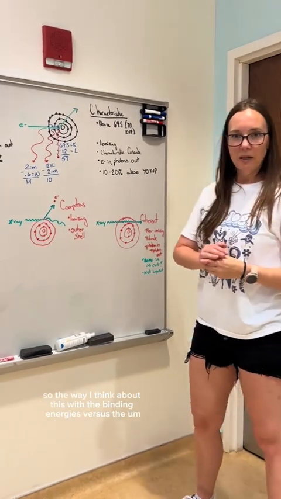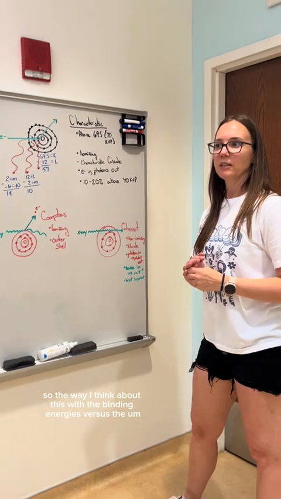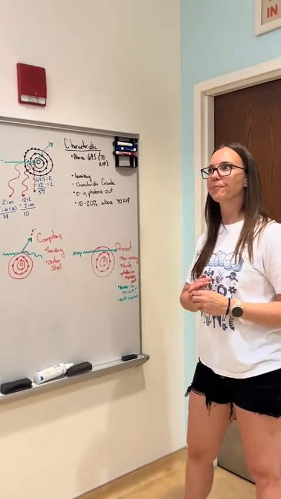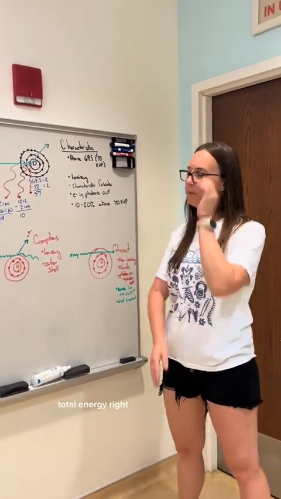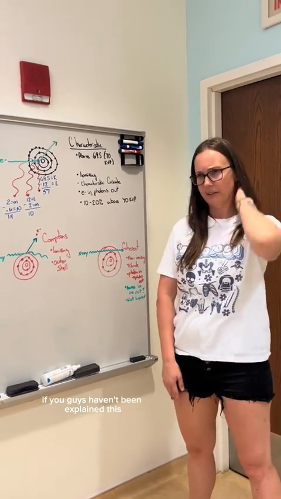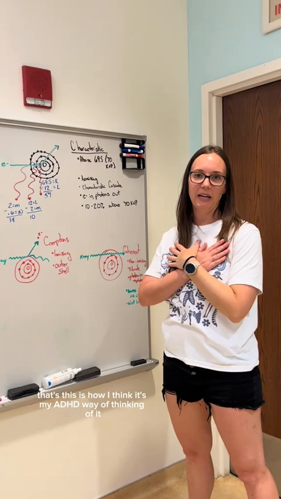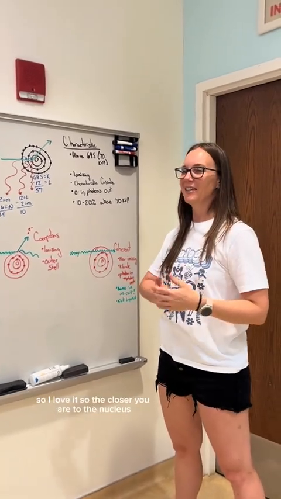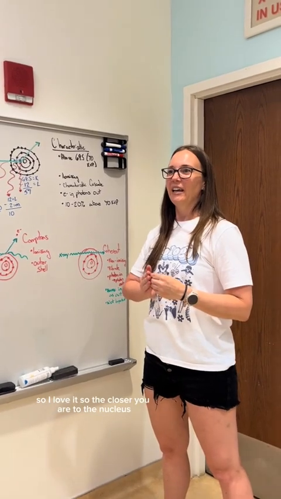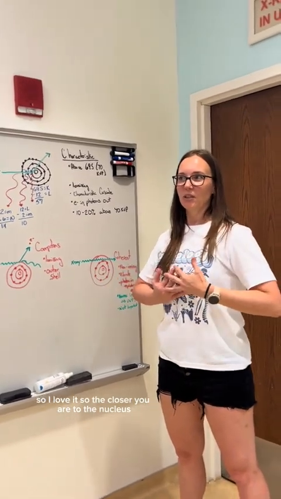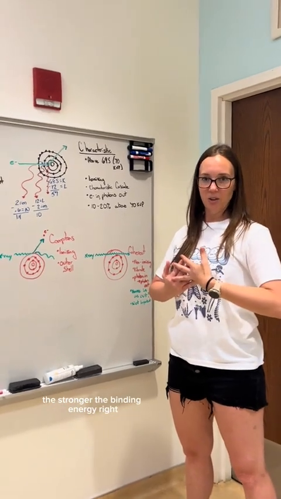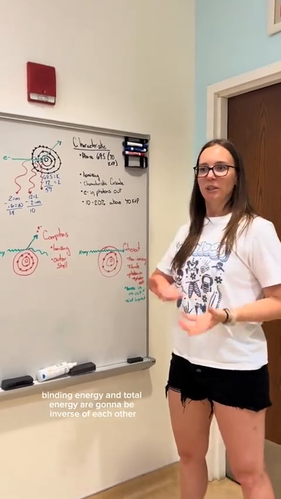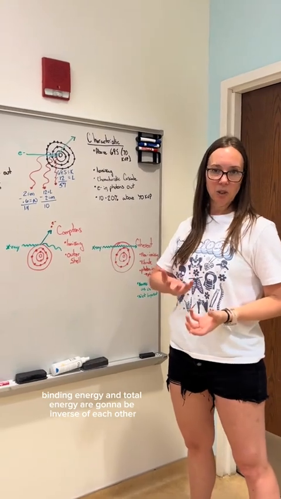So the way I think about this with the binding energies versus the total energy, right? If you guys haven't been explained this, this is how I think of it. It's my ADHD way of thinking of it. A student actually explained this to me, so I love it. So the closer you are to the nucleus, the stronger the binding energy, right? Binding energy and total energy are going to be inverse of each other.